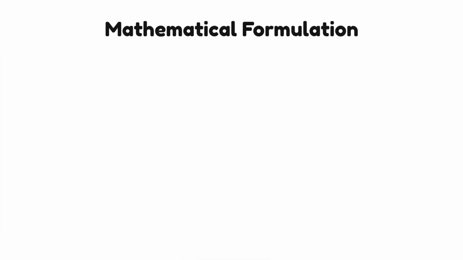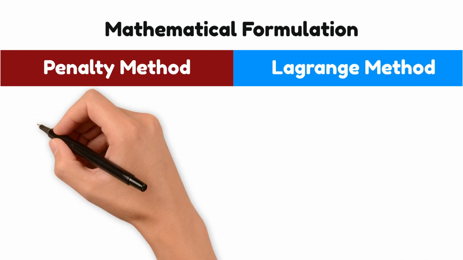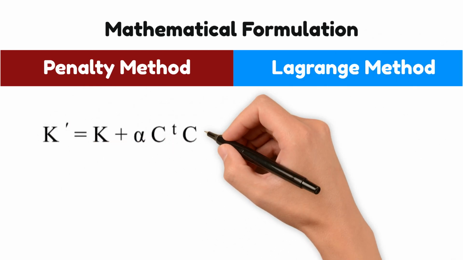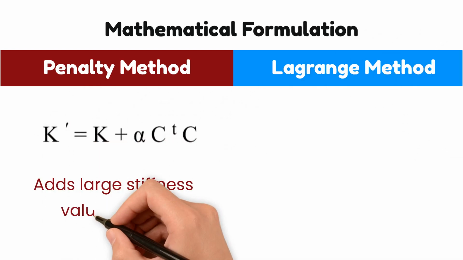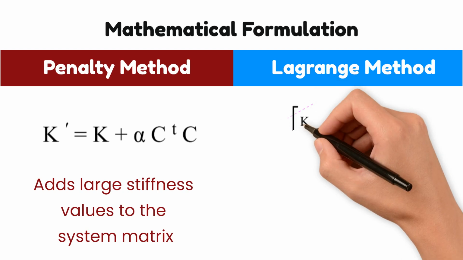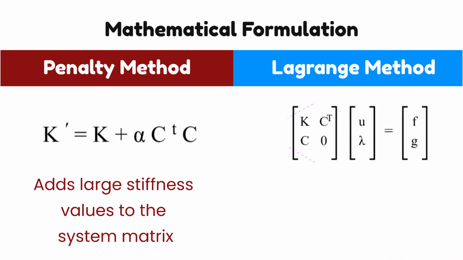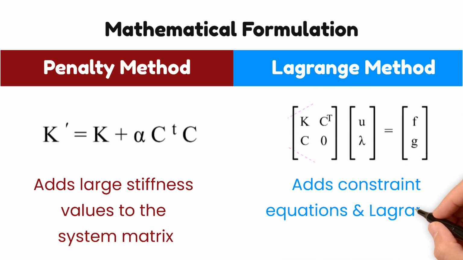Now let's look at the math behind each method. In the penalty method, we modify the stiffness matrix by adding a large term, alpha times C transpose times C. This penalizes the deviation and stiffens the system. So you are adding an additional stiffness to the system to account for this constraint. In contrast, the Lagrange method expands the system of equations, so it basically adds both the constraint equations and new unknowns called Lagrange multipliers into the matrix formulation.